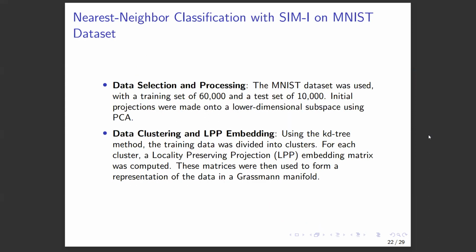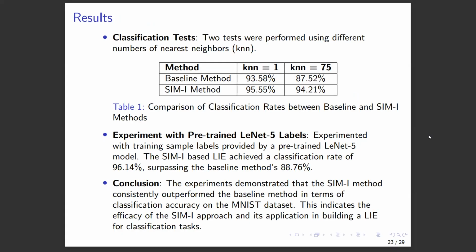Next, we focus on nearest neighbor classification with Sigma-I on the MNIST dataset. The MNIST dataset, with its training and testing sets, was projected onto a lower dimension subspace using PCA. The training data was clustered by KD tree and LPP embedding matrices were computed. Here you can see the table. We use the table to compare the classification rate between the baseline and the Sigma-I method.